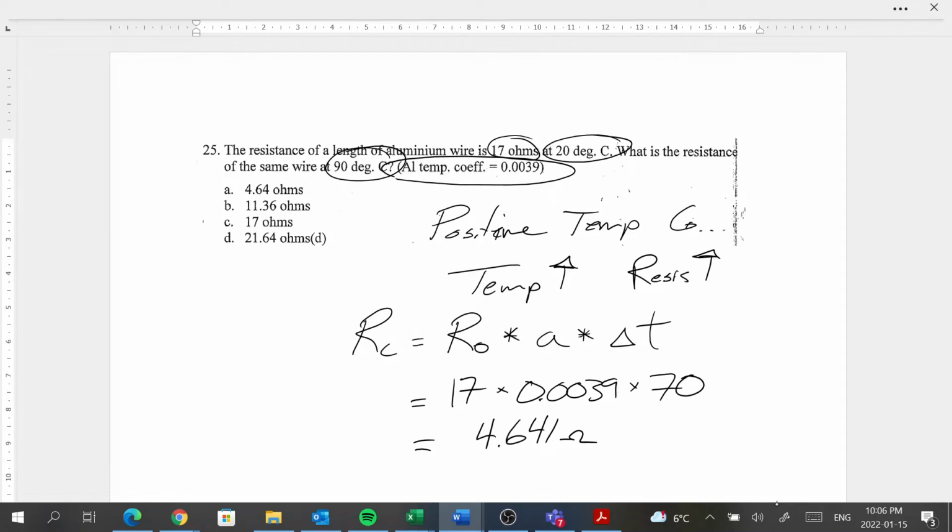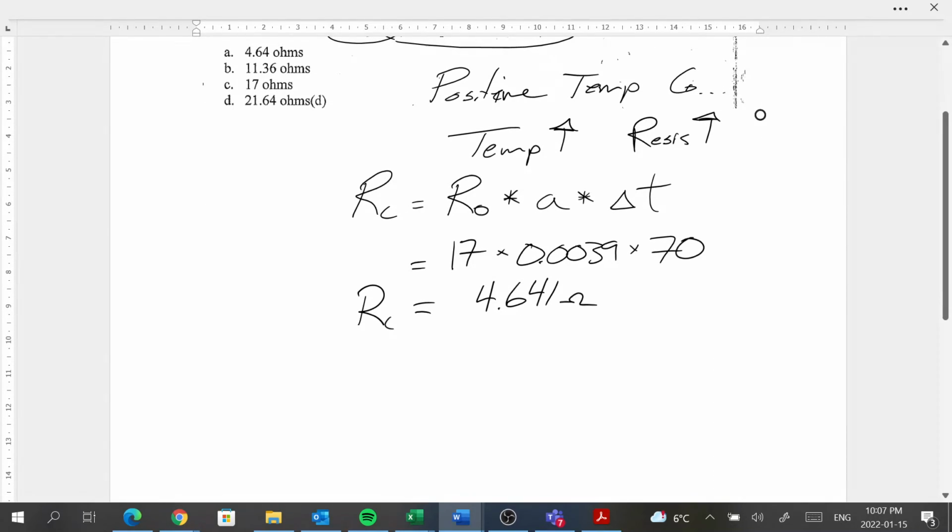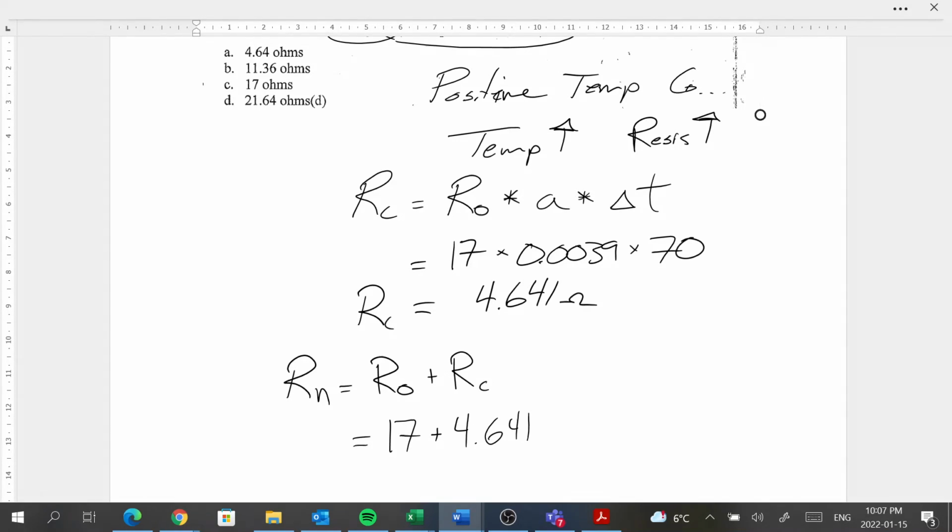ohms. Now we have to be careful here because that's not what the question is asking. We're not looking for the change of resistance. We're looking for what is the resistance of that wire now at 90 degrees. So this is where we have to use, and this is a bit of an intuitive formula, where our new resistance is going to be equal to the original resistance plus the resistance change. So that's going to be 17, which is our original, plus 4.641, and that's going to give us 21.64 ohms.